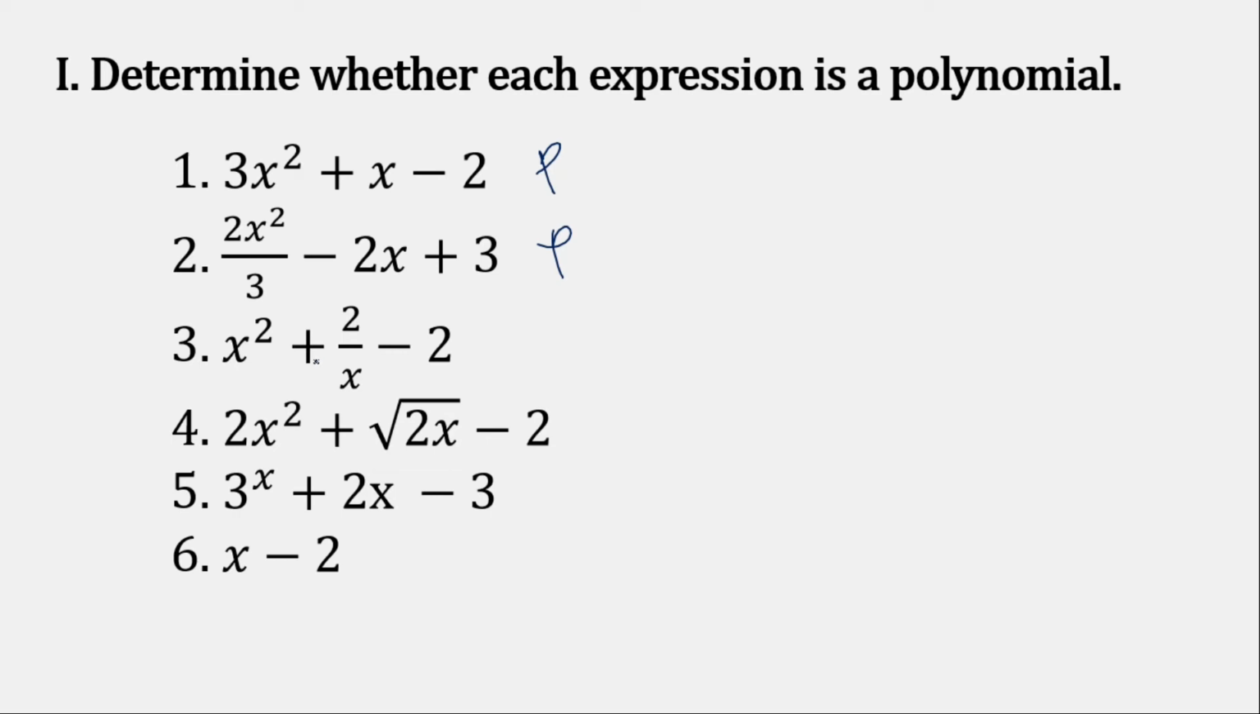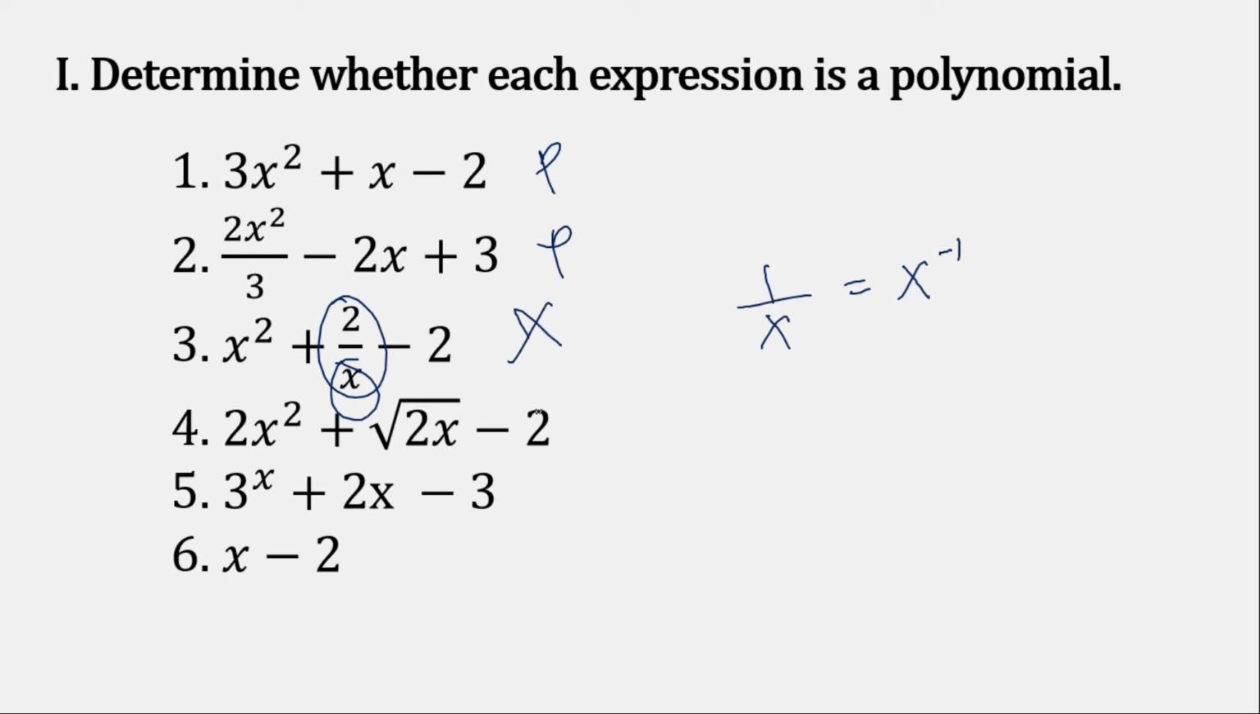In number 3, the second term has a variable in the denominator. If we have this kind of term, to change it, we could put it in the numerator and change the sign of the exponent of x to negative 1. So therefore, it is not a polynomial.